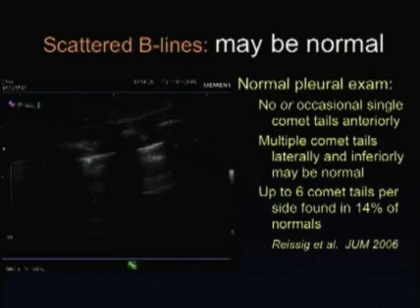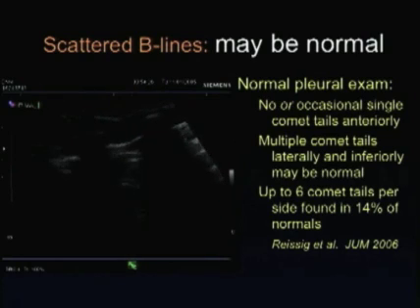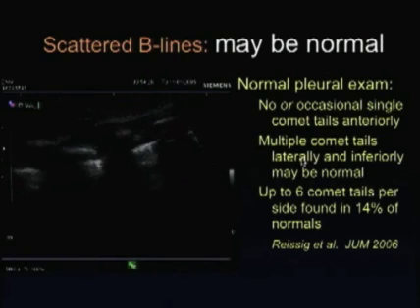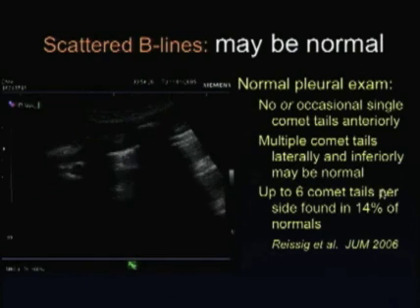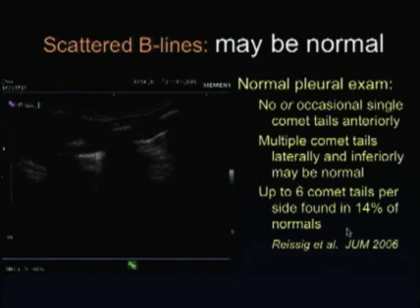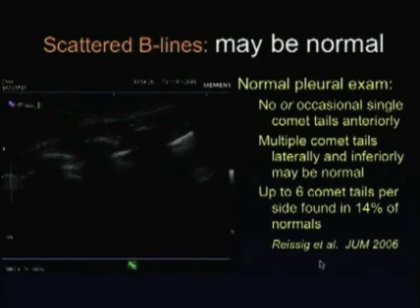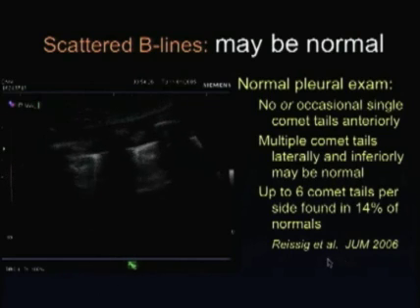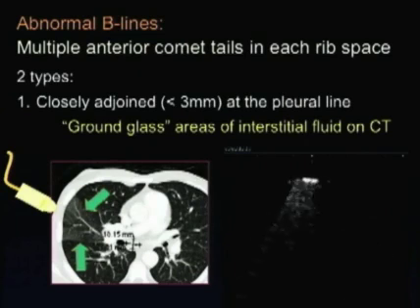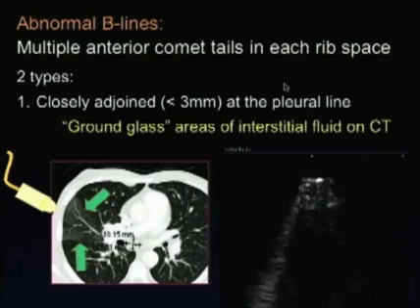So what is the number of B-lines to be seen that are considered to be pathological? There's been quite a wide range of descriptions of this. B-lines, particularly laterally and inferiorly, may be normal, and up to 6 comet tails per side are found in 14% of normal people by Dr. Reisig in one of her studies. Now, with multiple anterior comet tails in many rib spaces, this is almost invariably an abnormality.